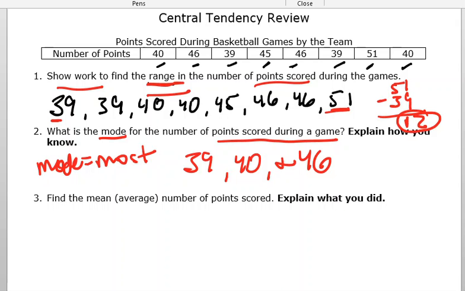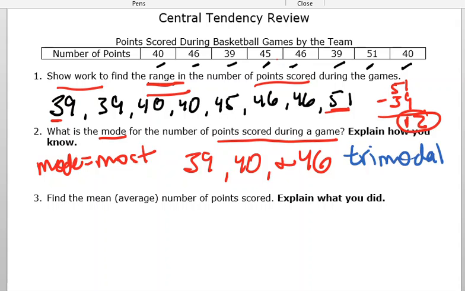Now, if I had one additional game where they had scored 46 points, then that would have been my mode. But mode is equal to most. And since I have 3 modes, there is a fancy word. This is a trimodal set of data, meaning it has 3 modes.